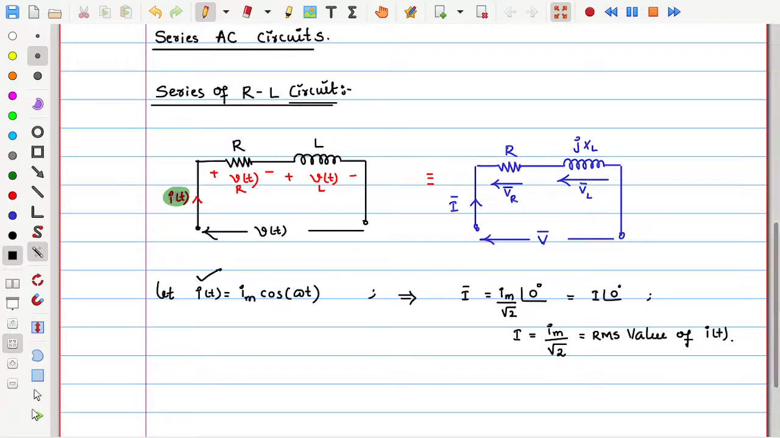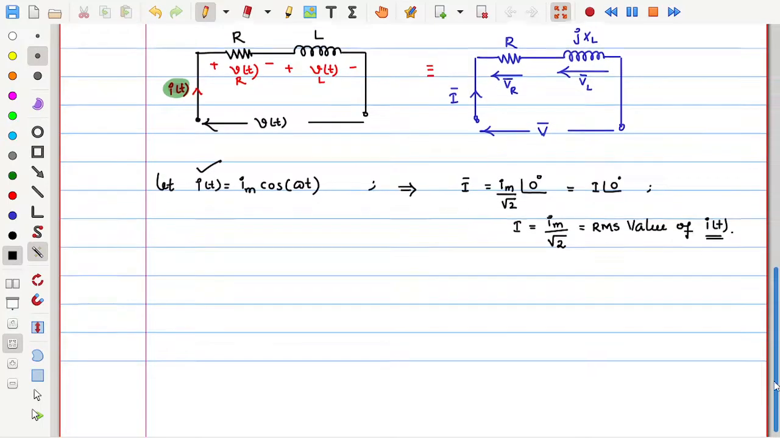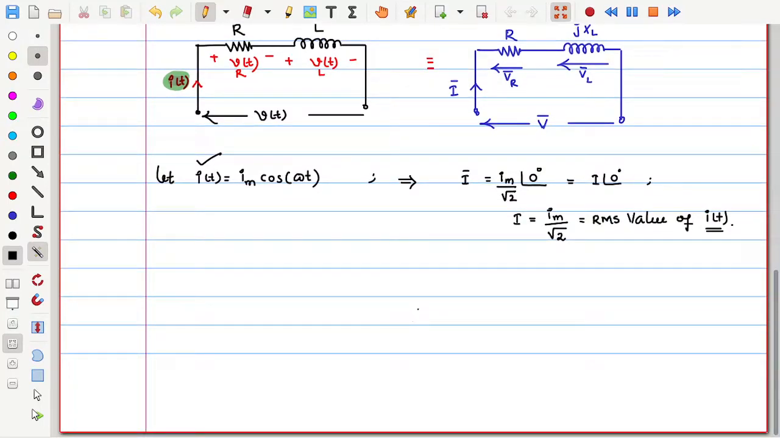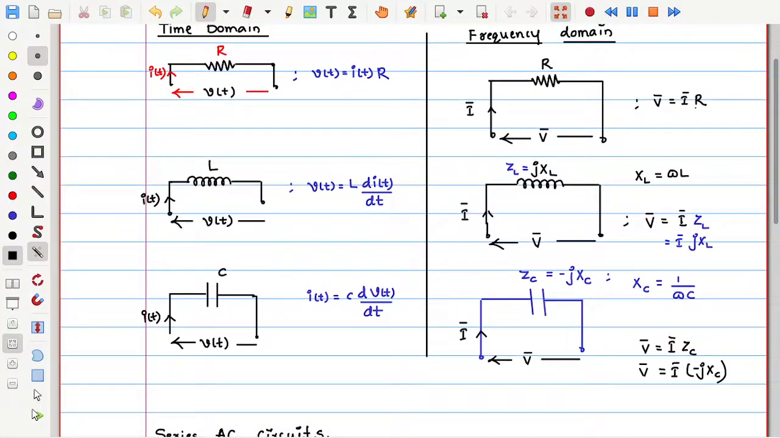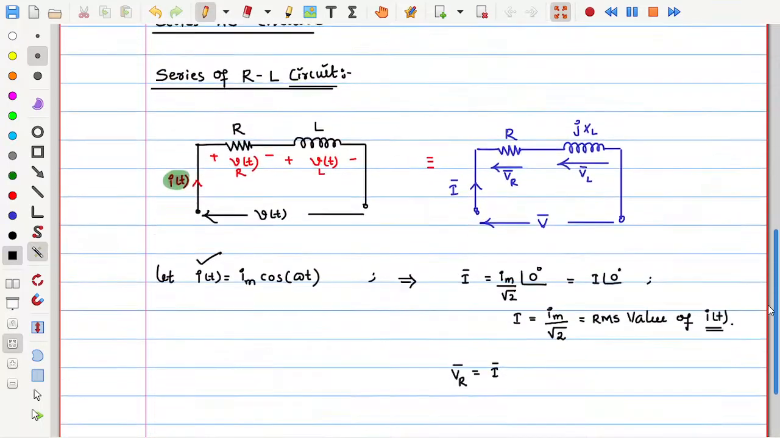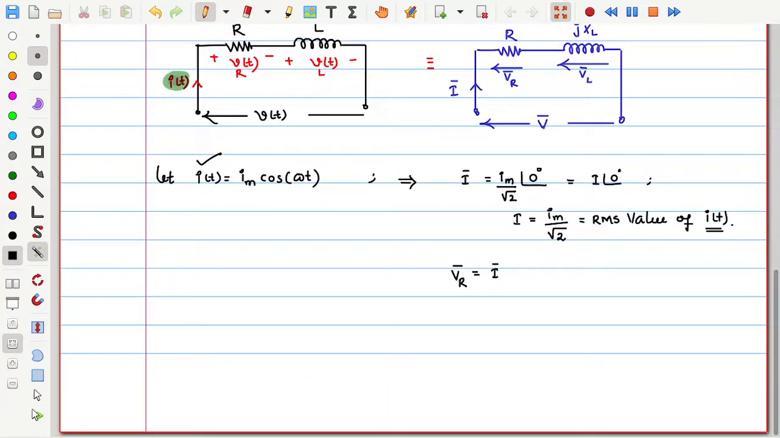See this I of t. Hereafter we use capital letters to represent RMS values and small letters to represent instantaneous values. Clear? Right, so now we have the current. Now it is easy to see what the voltage across the resistor will be. Can I write the voltage across the resistor VR is equal to the current into, as we just saw in the relationship for a resistor, V is equal to I into R. So now implement the same concept here. How much is the current passing through the resistor? I, into the resistance. Clear?